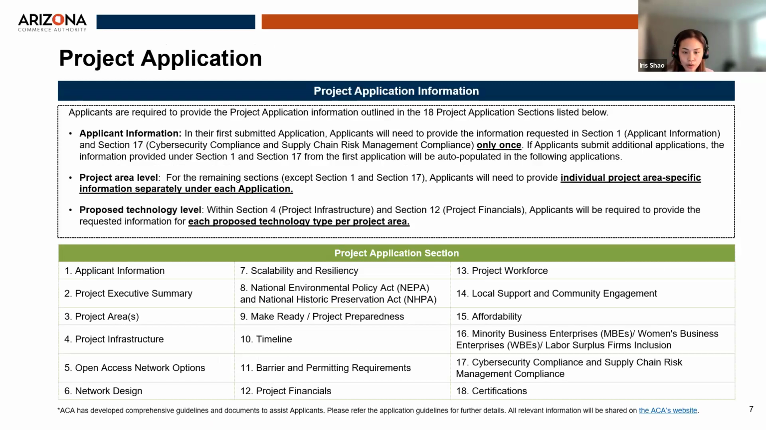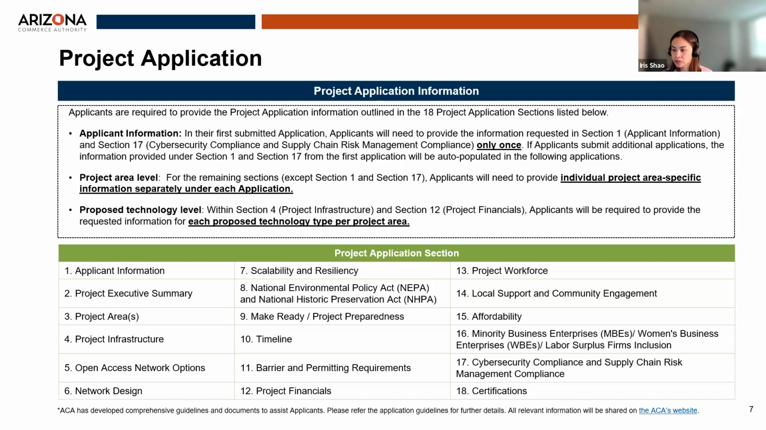Okay, so our project application form on the portal is broken out into 18 sections. And just wanted to highlight that section 1, applicant information, and section 17, cybersecurity compliance and supply chain risk management compliance. These 2 sections you only need to complete once. So if you're planning to submit multiple applications, you only need to complete sections 1 and 17 once. And when you submit your second or third application, these 2 sections will be auto-populated for you.